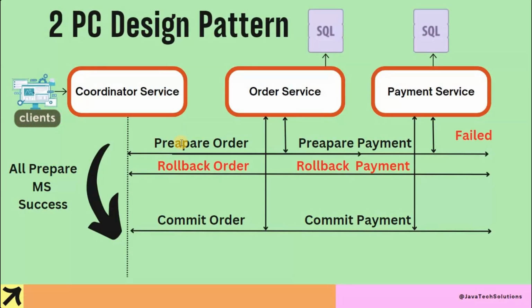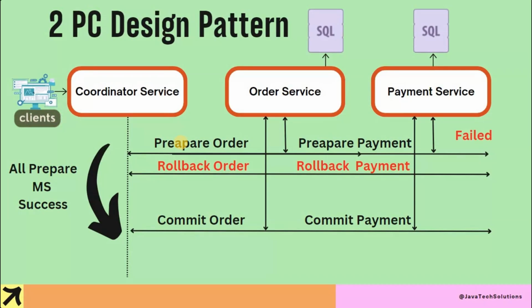It has basically two things. The first phase is to prepare the data, and the second is to commit. For the prepare, if something fails in between, then it will roll back everything, so there is no data error. So this is overall the diagram of this two-phase commit design pattern.